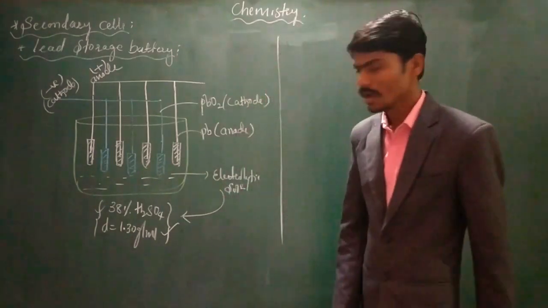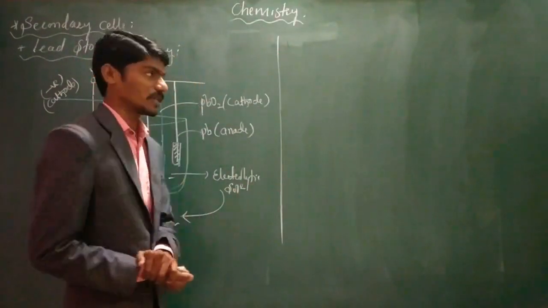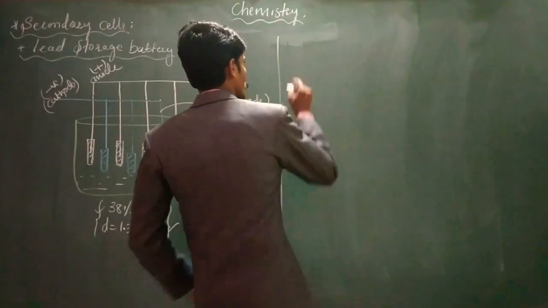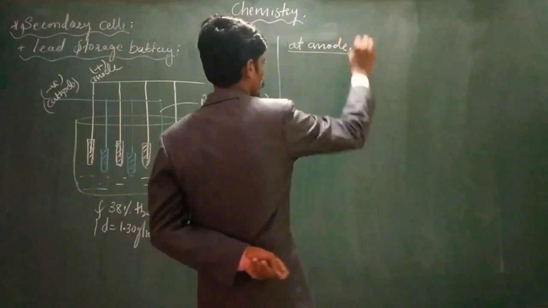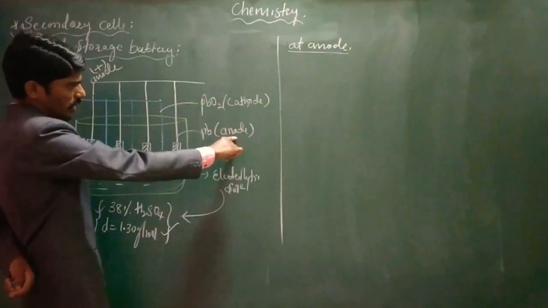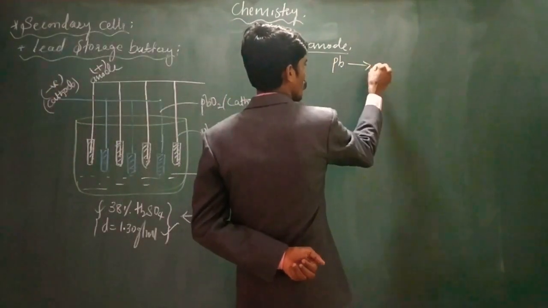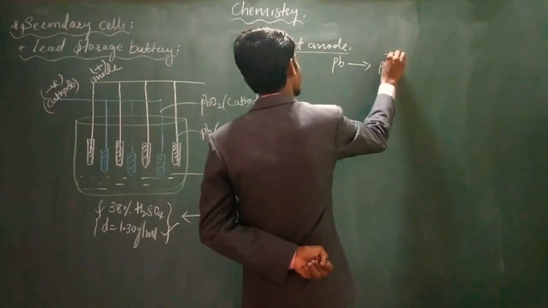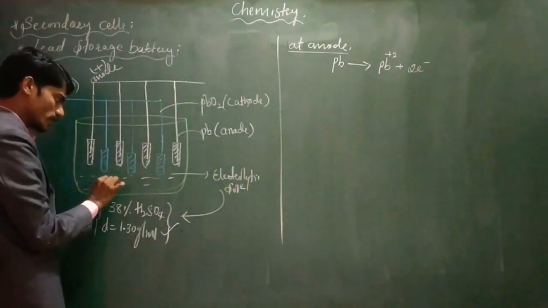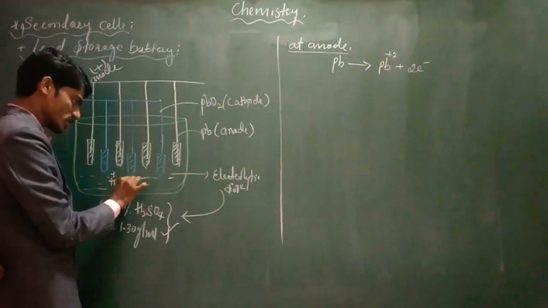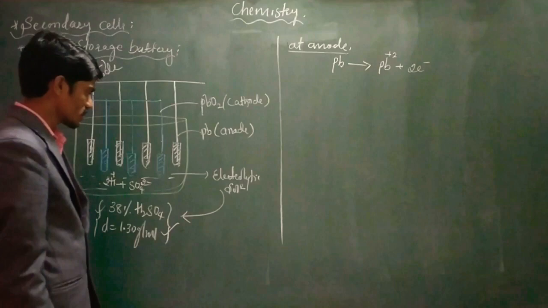Now the question is, during the working of this battery, what reactions take place at the anode? At the anode, oxidation should take place. Which is the anode? Lead. Lead undergoes oxidation, Pb gives rise to Pb2+ plus 2 electrons liberated. And in the sulfuric acid electrolytic solution, H+ and SO4 2- ions will be there.